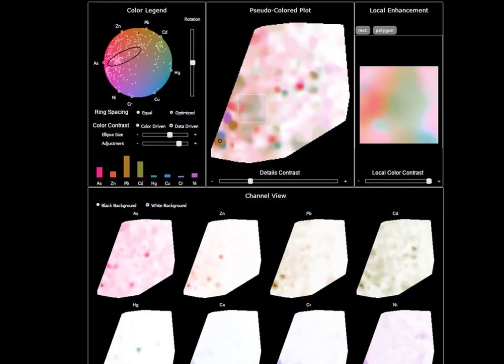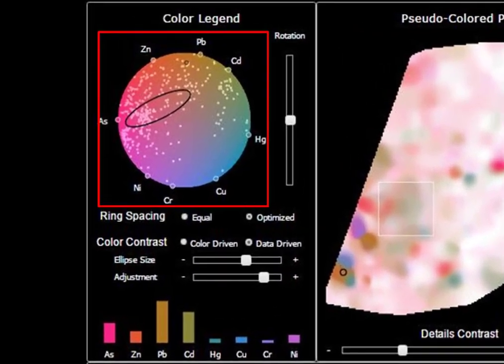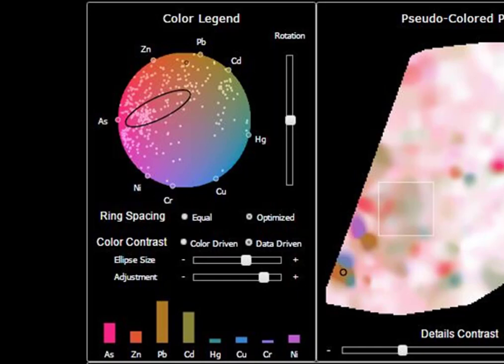The color legend panel on the left assigns different colors to the data attributes or channels using a disc-shaped, perceptually uniform color space. In this panel, the vertical slider bar on the right allows users to rotate the color assignments and change the colorization of the image. The ring spacing slider allows users to choose the order and spacing in which the data attributes are coded into colors. The color contrast performs the color enhancement or compression of the colorized image by color-driven or data-driven modes.